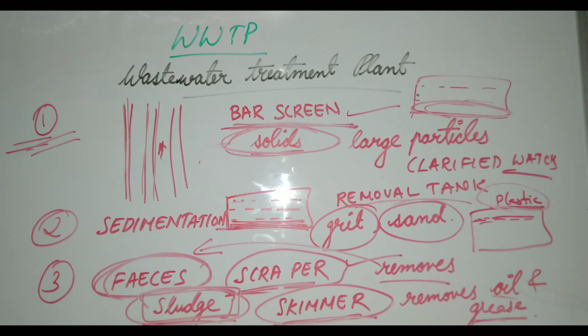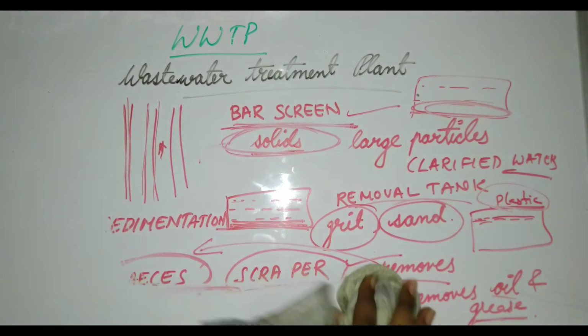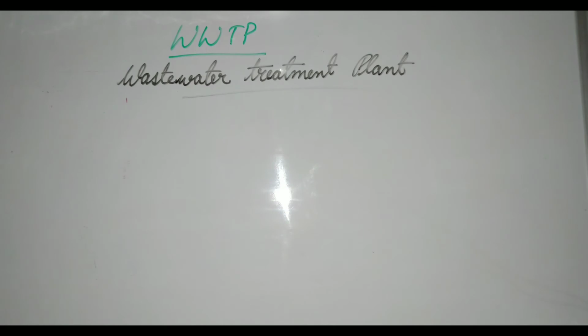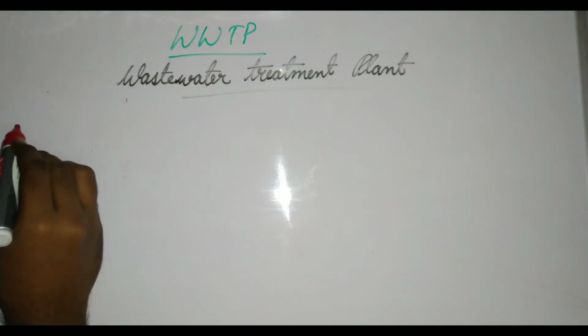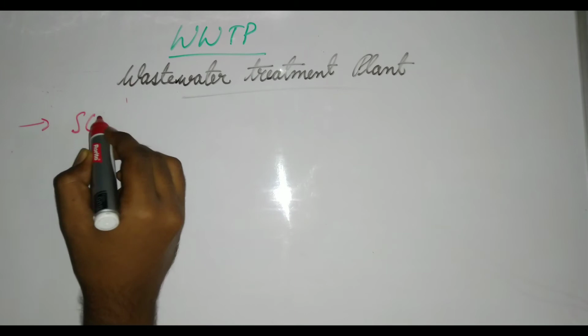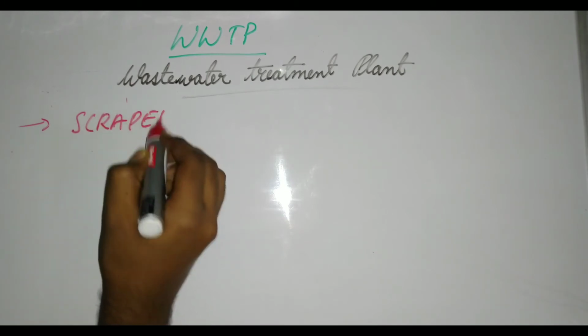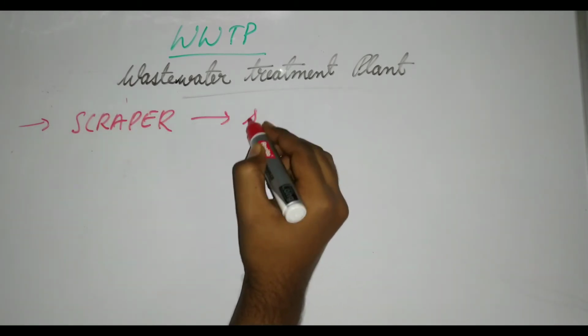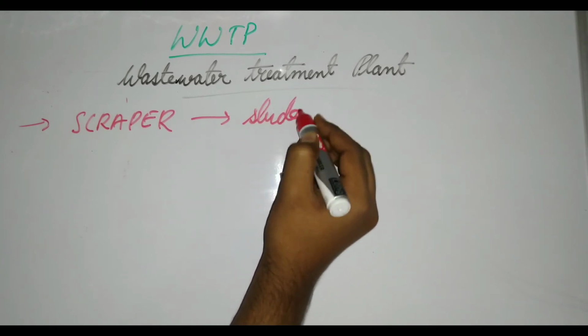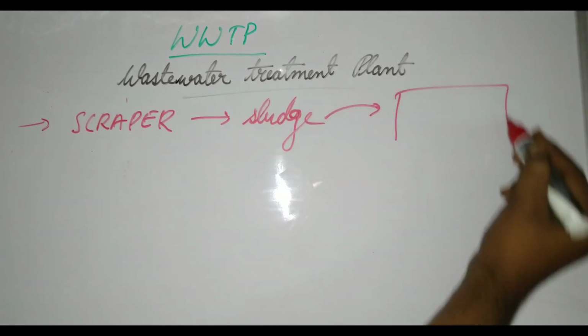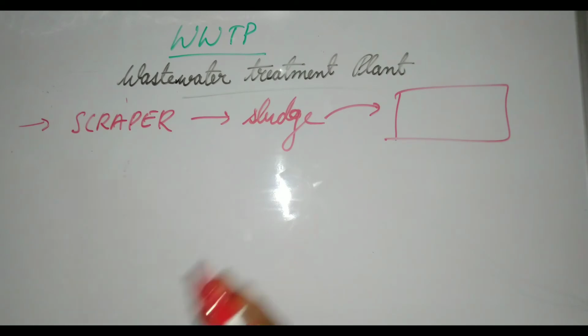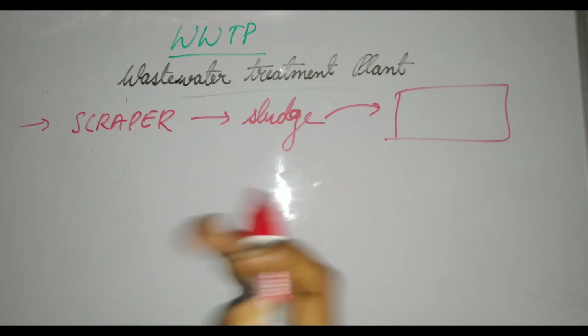Now, what will happen with the sludge? Now the important concept comes here, that is based on the sludge. We'll discuss what basically sludge is and what the use of sludge is. You have to remember that they have used the scraper to remove the sludge, that is nothing but solid particles. Now the sludge is basically transferred to a tank. They have removed the sludge from the wastewater.